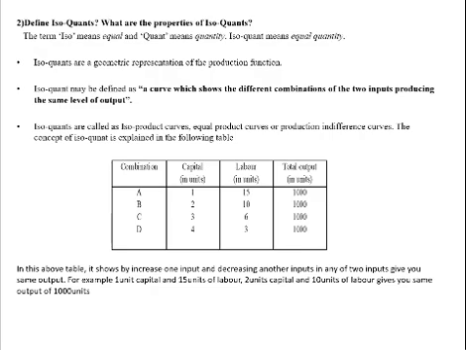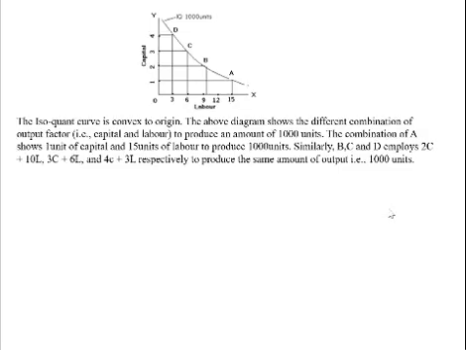You can see there are combinations A, B and C, and capital and labor are defined. The capital is increasing from 1 to 4 and the labor is decreasing from 15 to 3 and the total output will remain constant. It shows that by increasing one input and decreasing another input in any two inputs given, you will get the same output. That is the concept of isoquants. This is the curve. The isoquant curve is convex to origin.